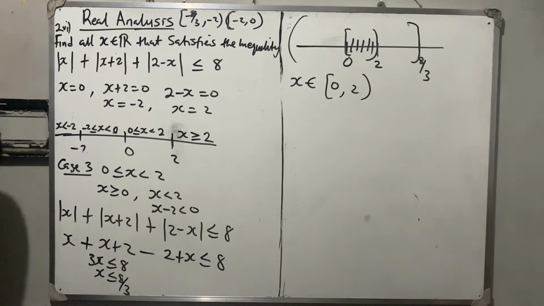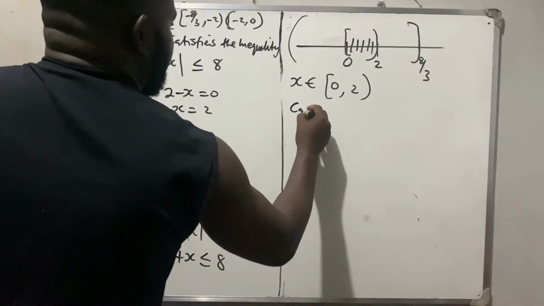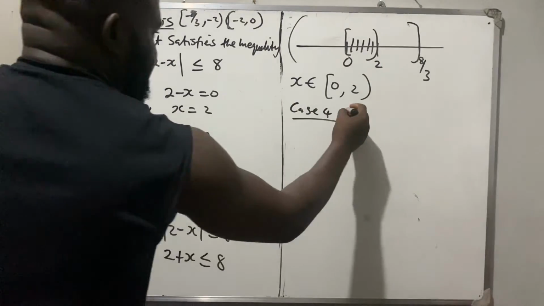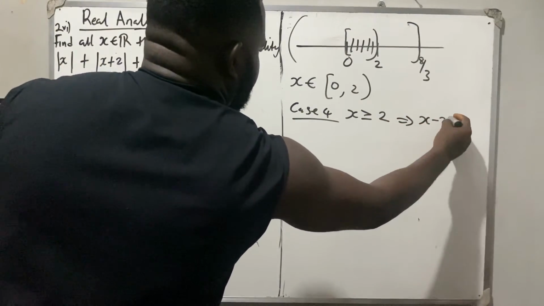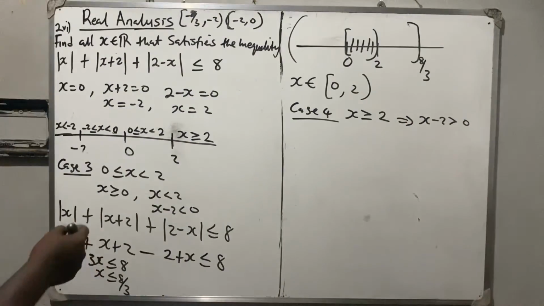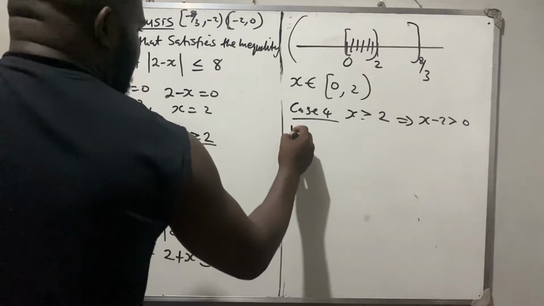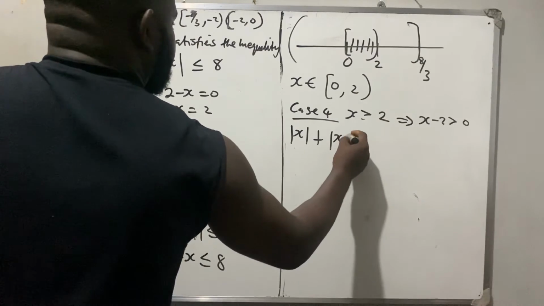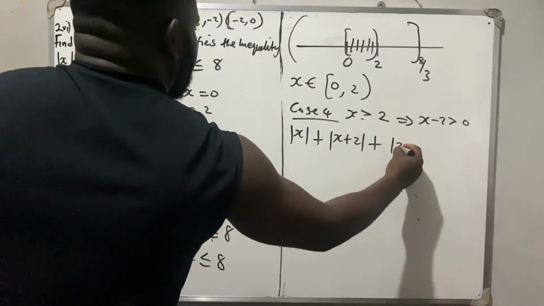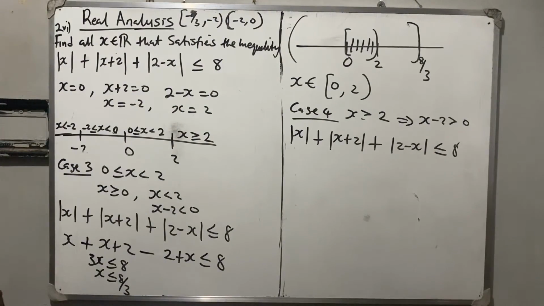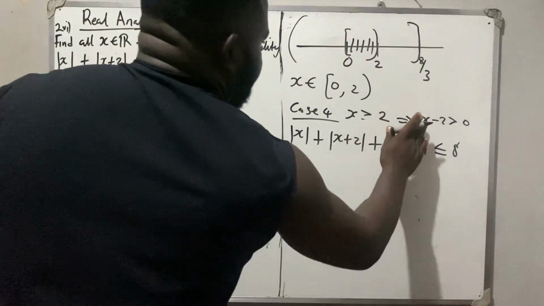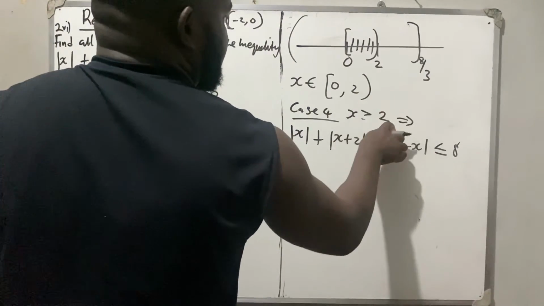Okay, so we go to the final one, and then the final one is case 4. So for case 4, is when we say that x is now greater than or equal to 2, which implies that x minus 2 is positive. Which implies that, let's just say, greater than 2, and anyone is positive. So now we still have our question: absolute value of x plus absolute value of x plus 2 plus absolute value of 2 minus x is less than or equal to 8. Or let me even have x coming to this side so that it will make sense.